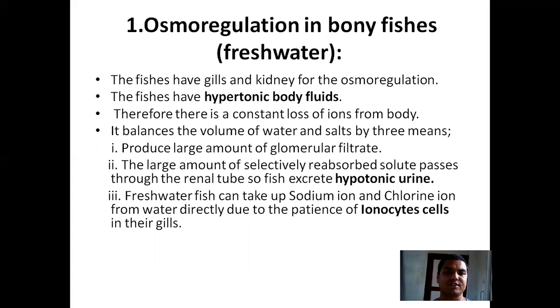Osmoregulation in freshwater bony fish. These fish have gills and kidneys for osmoregulation. The fish have hypertonic body fluids. Therefore, there is a constant loss of ions from the body. It balances the volume of water and salt by free means. Produce a large amount of glomerular filtrate. The large amount of selectively reabsorbed solute passes through the renal tubule, so fish excrete hypotonic urine.